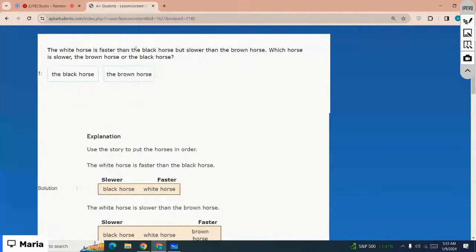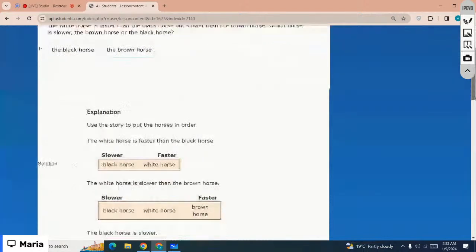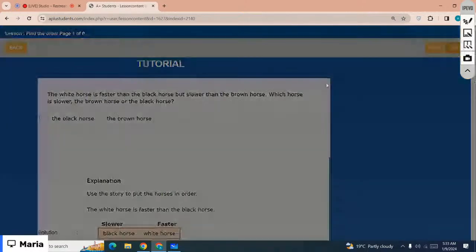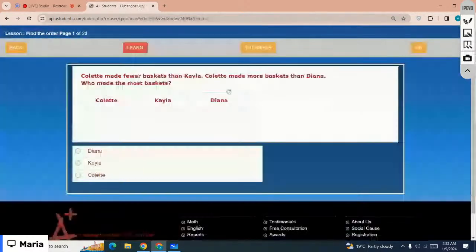White horse is faster and black is slower. But slower, that is about the white horse. White horse is slower than the brown horse. So you can see here, white horse is slower than the brown horse. That means the slower horse is the black one. That's the solved one. Let's just start with the test questions. We can make the order.